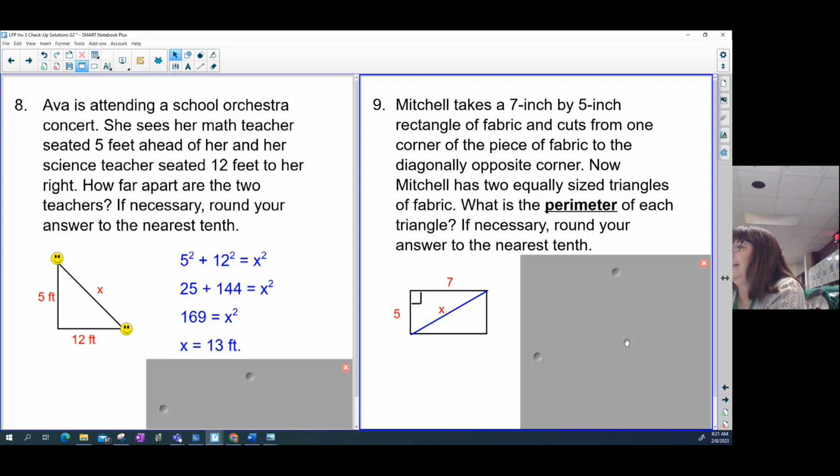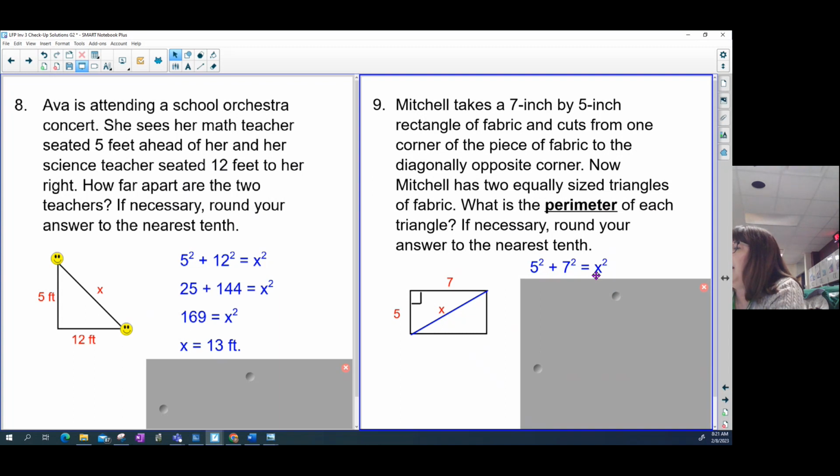Number 9, Mitchell takes a 7-inch by 5-inch rectangle of fabric and cuts from one corner of the piece of fabric to the diagonally opposite corner. That would be this blue line. Now Mitchell has 2 equally sized triangles of fabric. What is the perimeter of each triangle? Again, a 2-step process, right? We need to find out how long this x is, that diagonal cut, and then we need to add up all 3 sides.